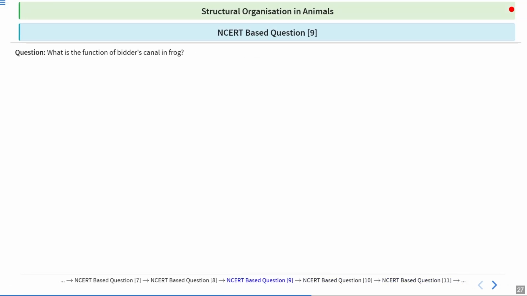Next question. What is the function of Bidder's canal in frog? Very important question. Bidder's canal. Let us see the answer of this question.